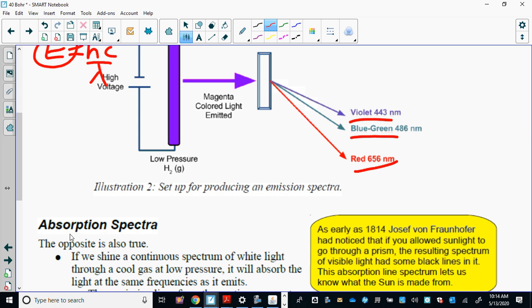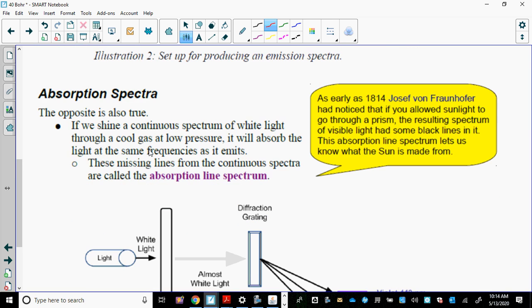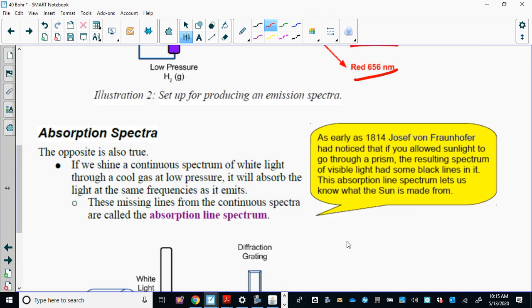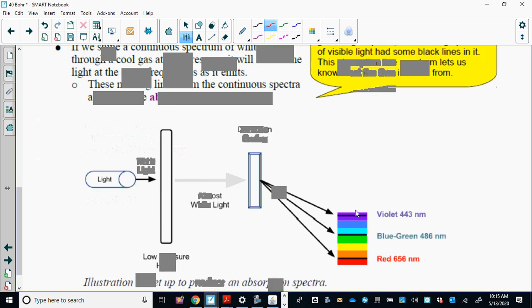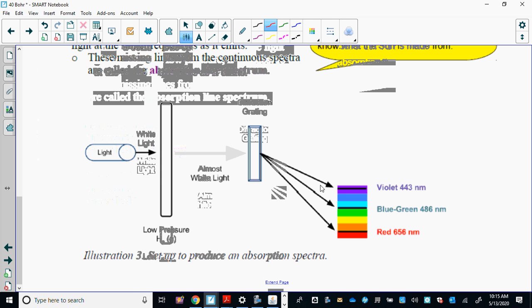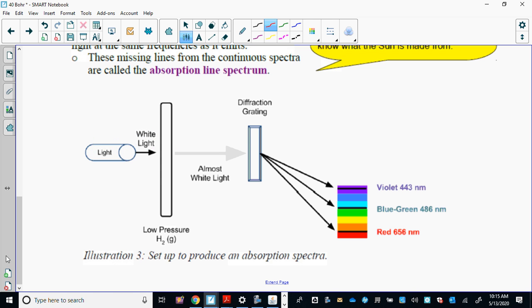Then you have an absorption spectra. It says the opposite is also true. If we shine a continuous spectra of white light through a cool gas at a low pressure, it will absorb the light at the same frequencies as it emits. These missing lines from the continuous spectra are called absorption line spectra. So here's an example of what an absorption spectra looks like.